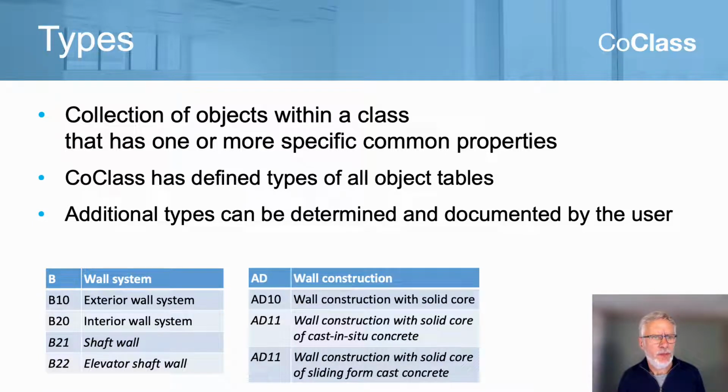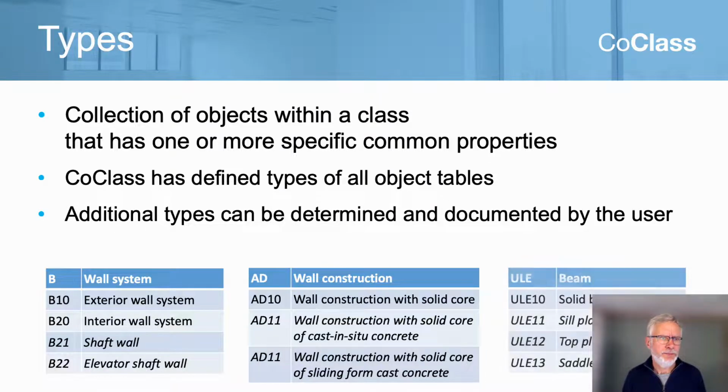You have the wall constructions, AD, with solid core, and then types of solid core of cast in situ concrete or sliding form cast concrete. And a beam. Sorry, the image now is blocking. ULE solid beam, and then subtypes of different kinds of solid beams.